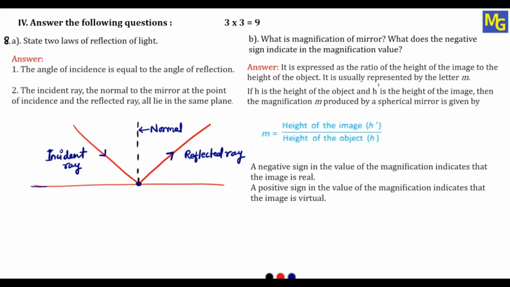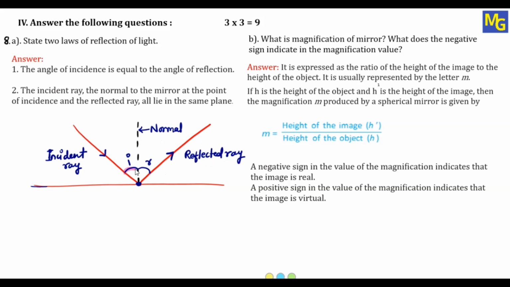So what is the first law? The first law says the angle of incidence is equal to the angle of reflection. So where is the angle of incidence? The angle between this incident ray and this normal. This angle is called the incidence angle or angle of incidence. We will label it. So here I have labeled I. I means angle of incidence. Then this is R. What is R? The angle between the normal and the reflected ray. So that is the angle of reflection.